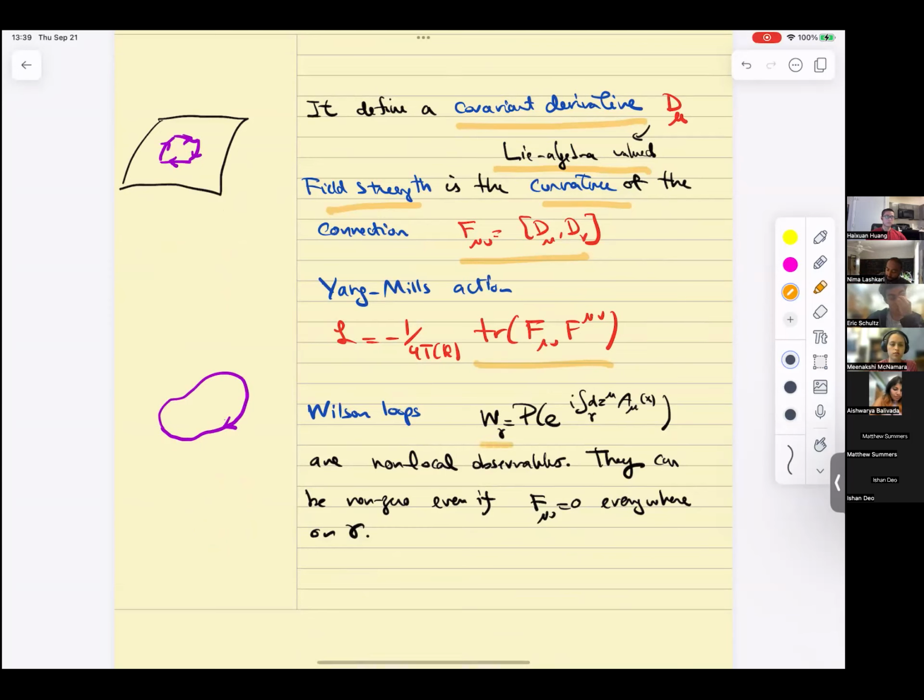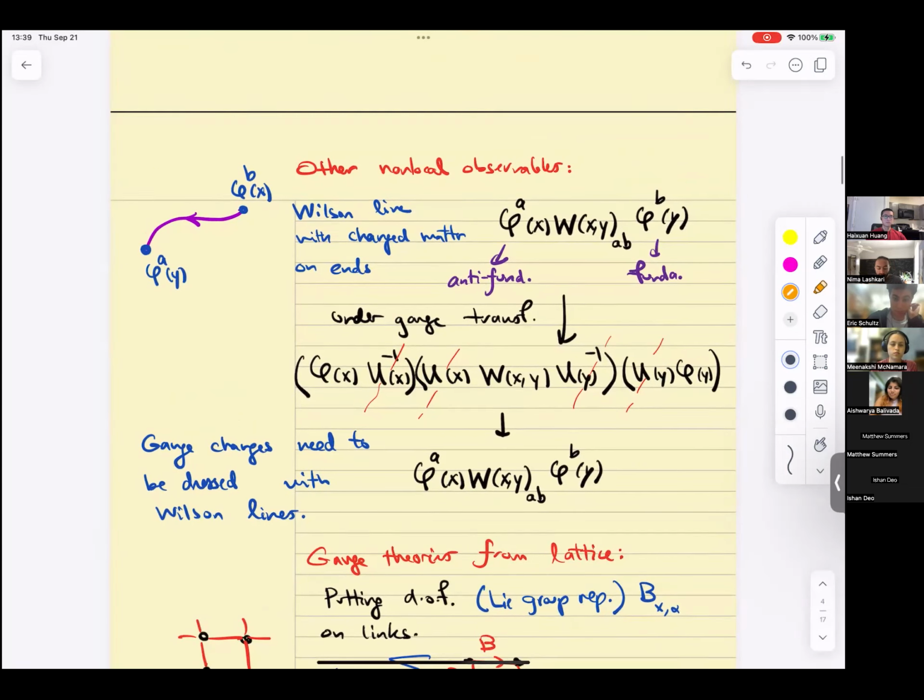And then we said Wilson loops are non-local observables, and they can be zero even if F mu nu is zero everywhere along the curve, right? This was the example of Bohm-Aharonov. Now, to come to the question that was asked earlier, there are other non-local observables if there are charged particles. So if you have two charged particles, you connect them by a Wilson line, and if this one transforms in an anti-fundamental and this one in a fundamental representation, then the result is gauge invariant.